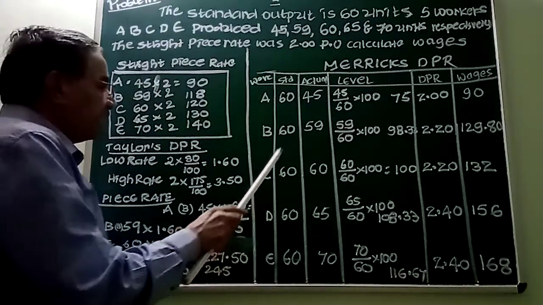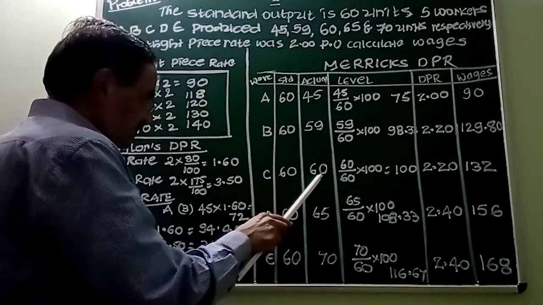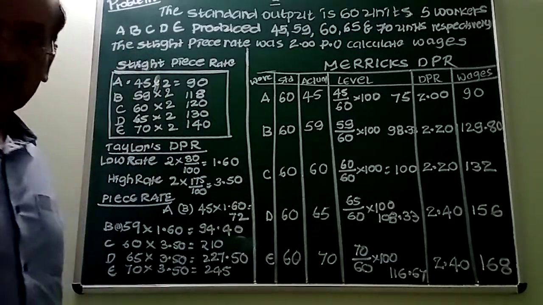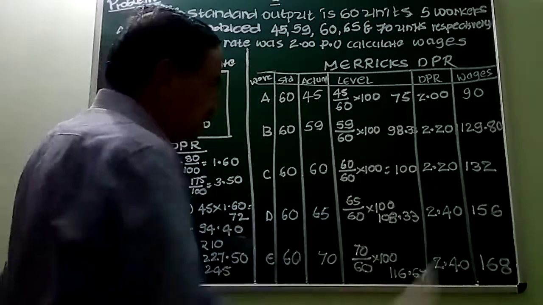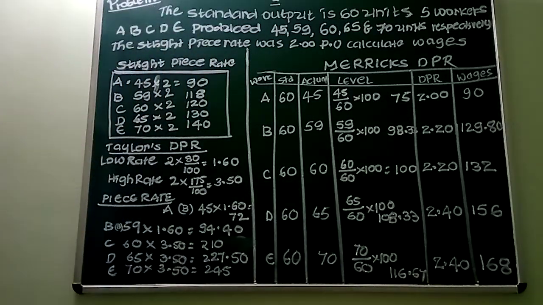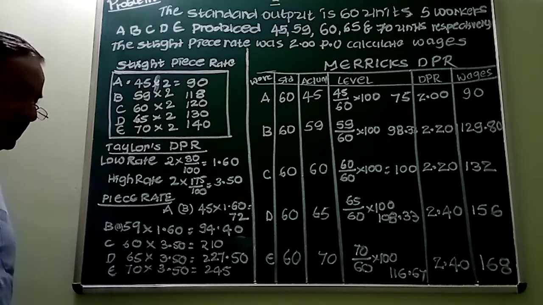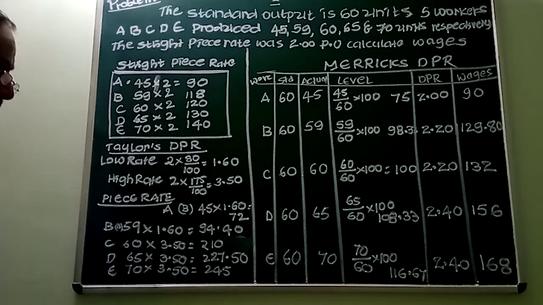Coming to the third worker, 60 is the standard production, actual is also 60. So 60 divided by 60 into 100 is equal to 100. In Merrick's, we consider 100 under the second slab only. If he is above 100, he will go to the third slab, that is 120% of the ordinary piece rate. But if he is exactly 100, that will be treated under the second slab only, and he will get only the rate of 110% of the ordinary piece rate.